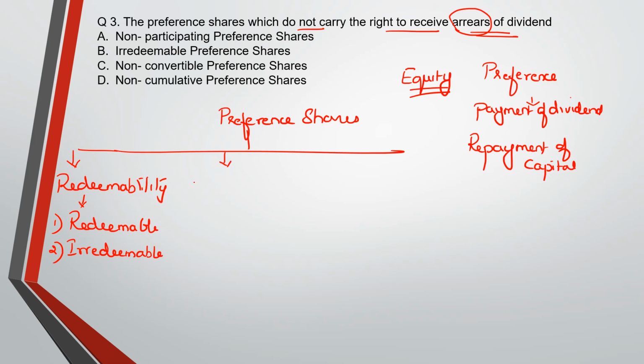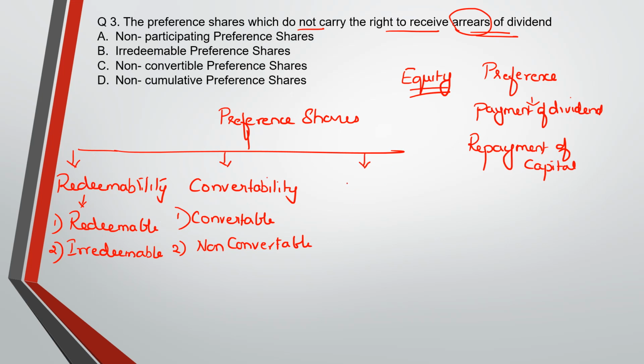Then you have on the basis of convertibility, convertible and non-convertible. Now, convertible preference shares refers to those preference shares for which, when they are issued, it is specified that they are going to get converted into some other category of shares, either some other category of preference shares or equity shares. But non-convertible preference shares are those which will remain preference shares during the entire life of the company. They are not going to get converted into any other category. So that way, on the basis of convertibility, you have convertible and non-convertible.